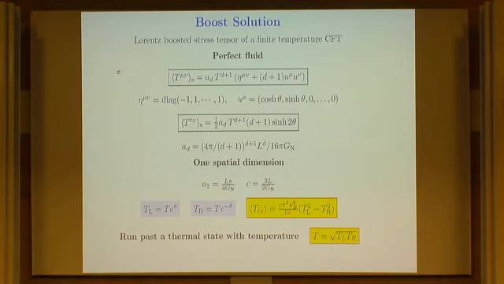What you learn is that if you multiply these two things together, you see that the temperature of your black hole corresponds to the square root of T left, T right. What it says is that to get this steady state energy flow, you can equivalently think about running past a thermal state at an effective temperature, which is the square root of T left, T right.